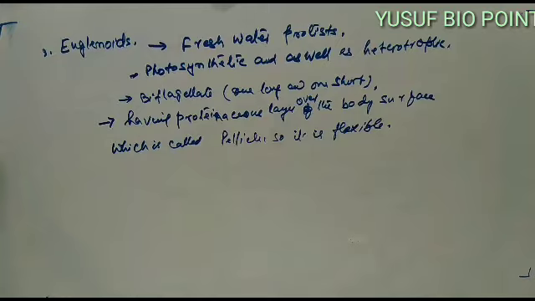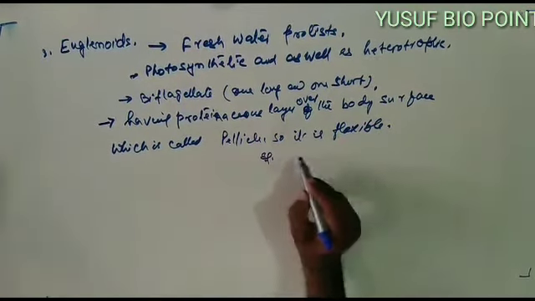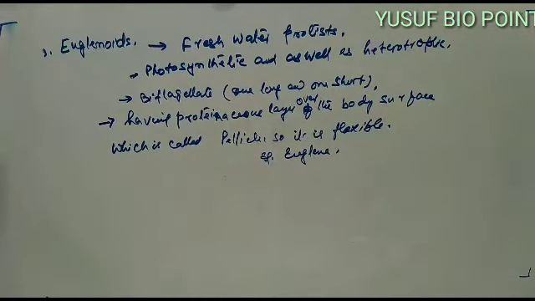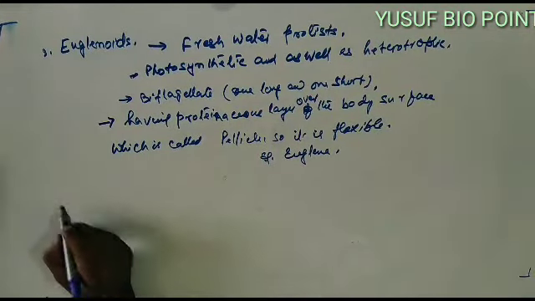So euglenoids are freshwater algae, photosynthetic as well as heterotrophic, meaning they make their food by themselves and also take it from other living things. And biflagellate, one long and one short, having a proteinaceous layer over the body surface, which is called pellicle, and that's why its body is flexible. Example: euglena.